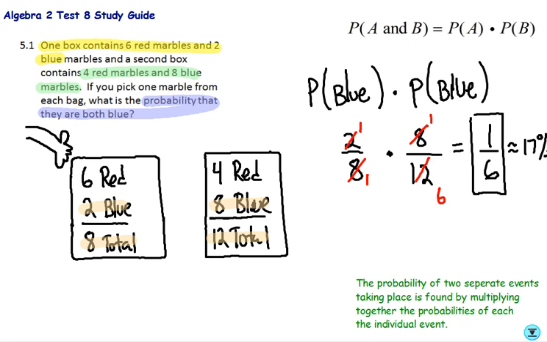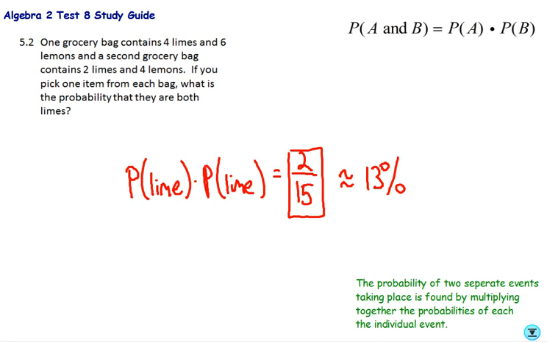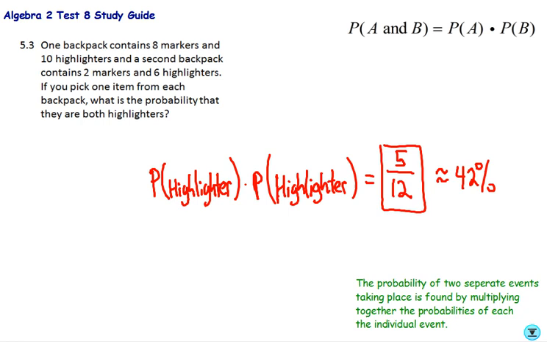All right, let's check those answers for you. 5.2 should have got 2 out of 15, so roughly a 13% chance of grabbing a lime out of each bag. And then for 5.3, should have got 5 out of 12, which is roughly a 42% chance of grabbing a highlighter out of each one of those backpacks. So if you didn't get either one of those correct, go back, correct yourself. If not, we will move on.